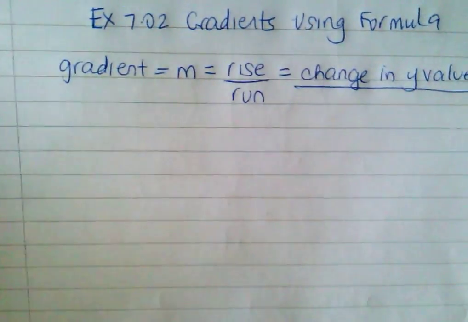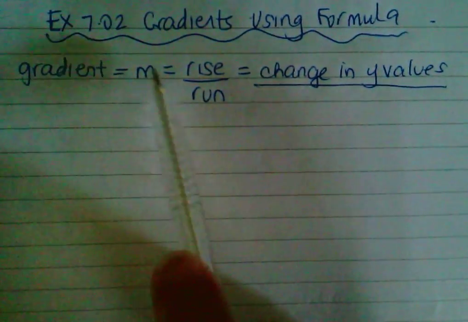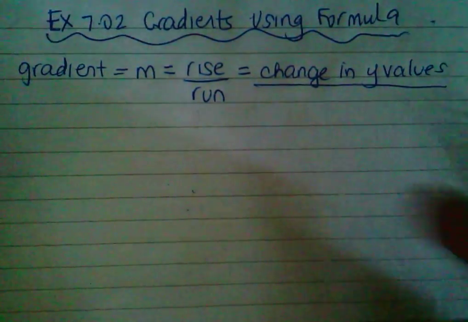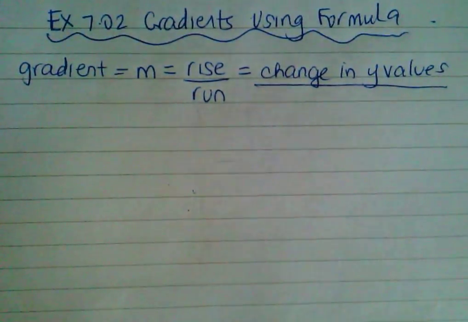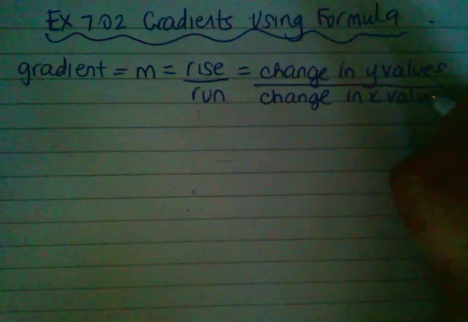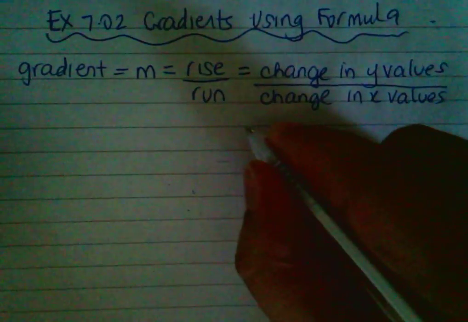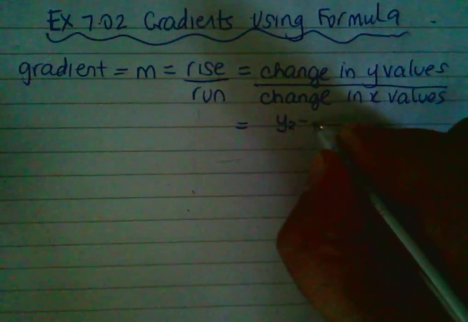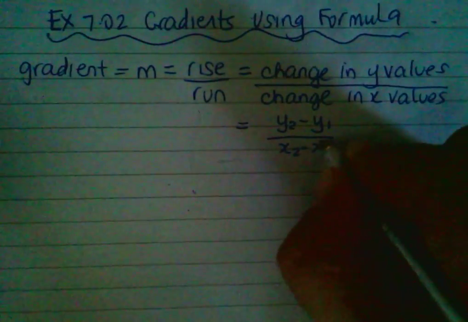and the run, so when you rise, going again, the gradient, symbol m, is rise over run. When you rise, you're looking at the difference in y values. And when you run across, because the x-axis goes across, you're looking at the change in the x values. Now, to make sure that you get the sign of your gradient correct, whether it be positive or negative, the way we do gradient, change in y values, I'll explain this in a minute. We've got y2 minus y1 over x2 minus x1.